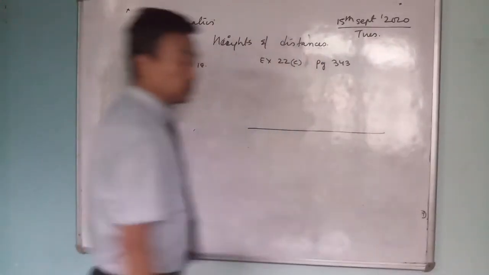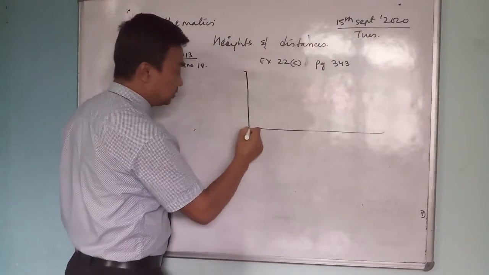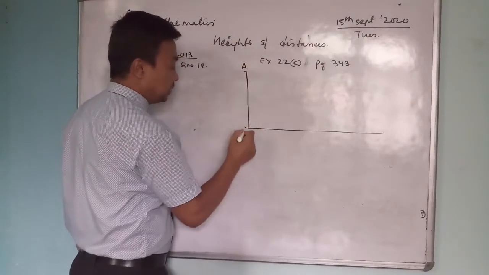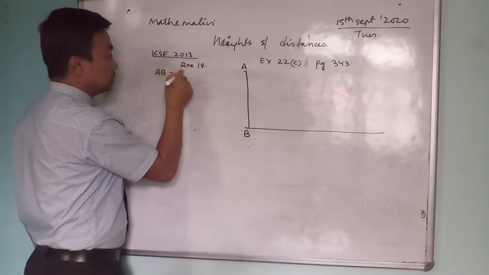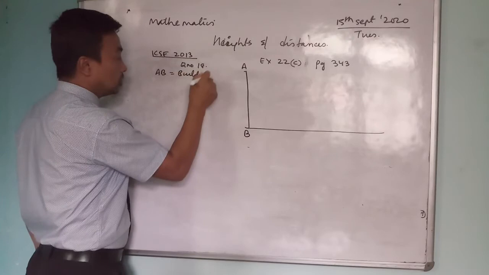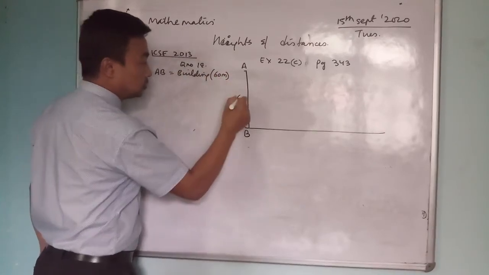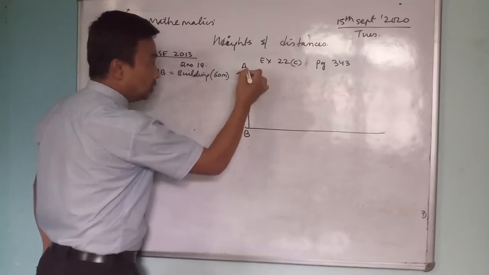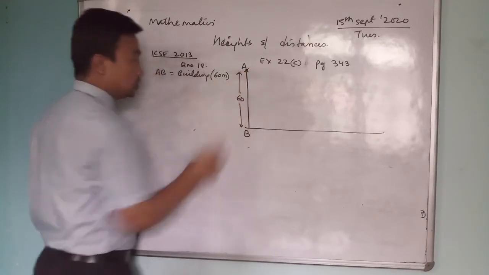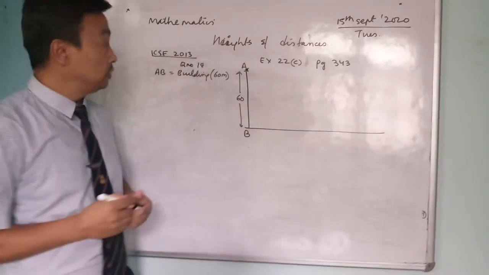This is the horizontal ground, and this is the building. What is the name of the building? AB. So write down, AB is the building, and the height of the building is given to you, 60 meter. So you can also draw it here, no problem. See, this is the point of observation. You are observing from here.